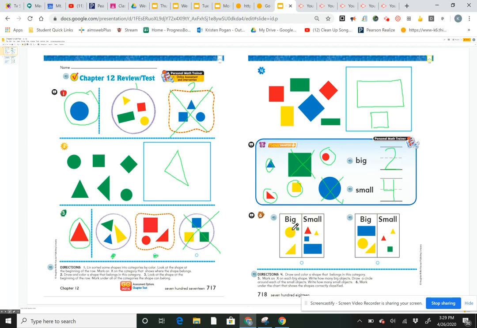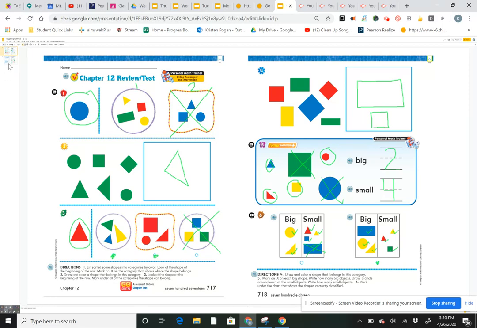Over here in the big category, yes, I agree that these are both big. In the small category, I agree these 3 are small. Not so sure about that one. That one doesn't look small. Let's check the second group. In the big category, yep, I see 3 big shapes. In the small category, yep, I see 3 small shapes. So I would say the correct chart that has the shapes correctly classified is number 2. The first one would be correct if this large rectangle was in the big column.